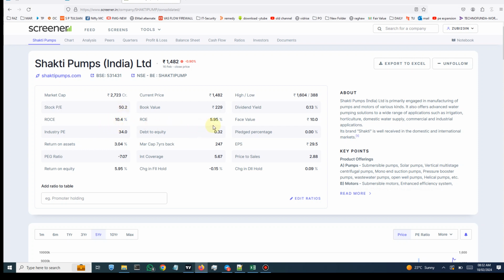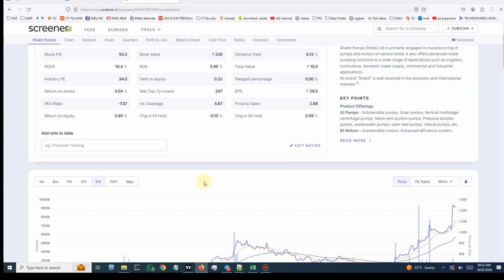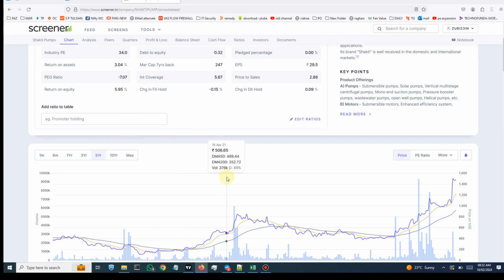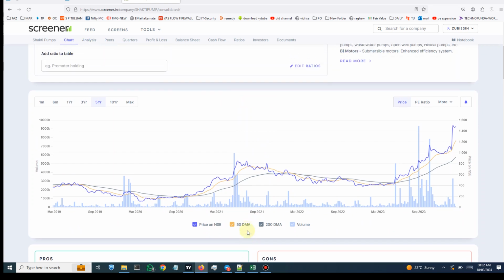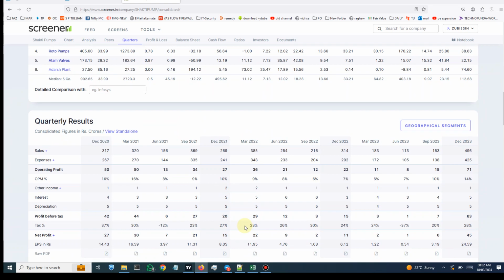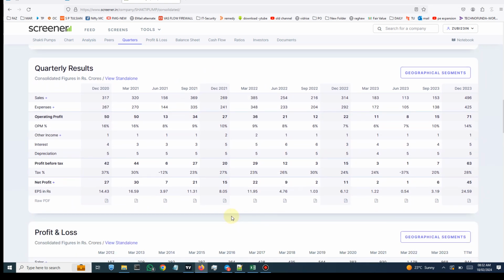If the ROC and ROE is concerned, that's around 10.4 and 5.35, which is not at all bad. So a return on equity is as I said, it's around 5.95%. Now let's go to the other fundamentals, the quarterly results which the company recently posted, and let's try to understand what is so different in the quarterly results this time around.